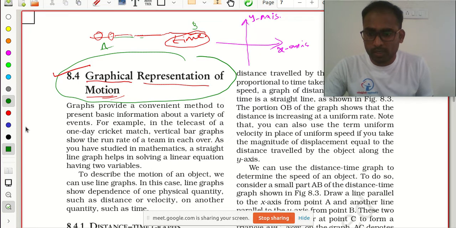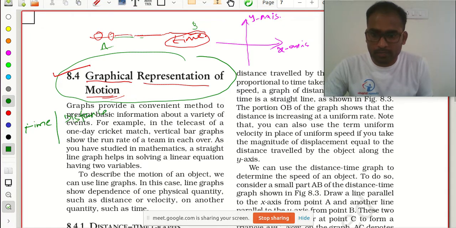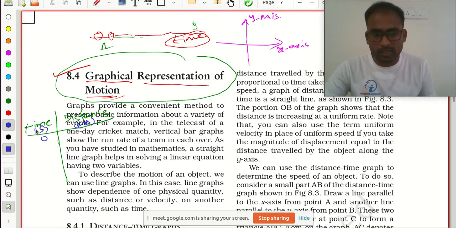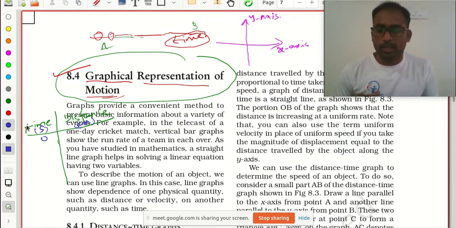In the table we have time and distance. Suppose time is in seconds and distance is in kilometers. Time can be seconds, minutes or hours. Okay, this is just for example purposes. For our understanding only I am teaching this one.